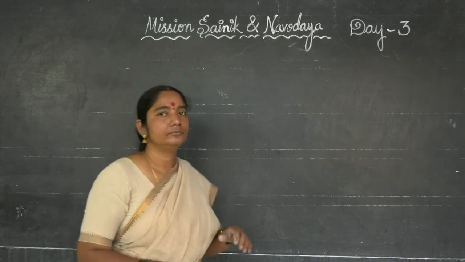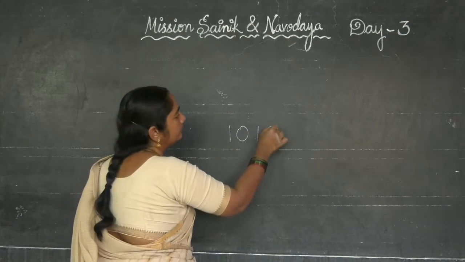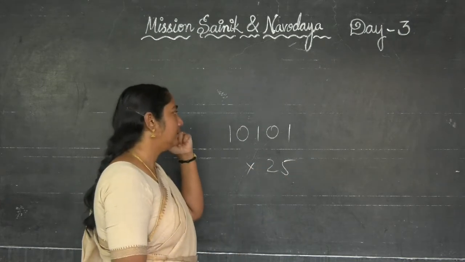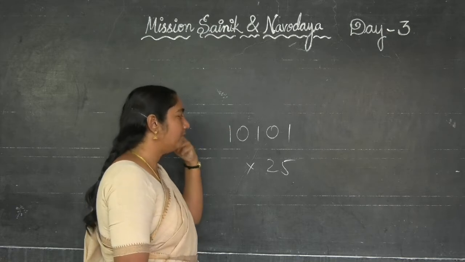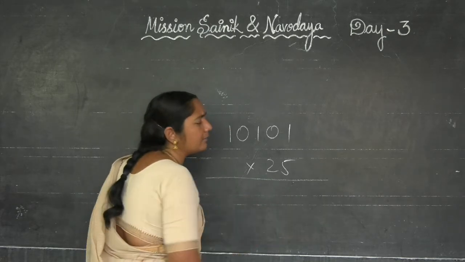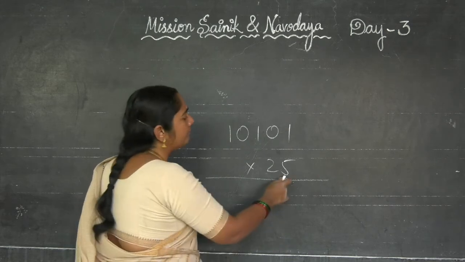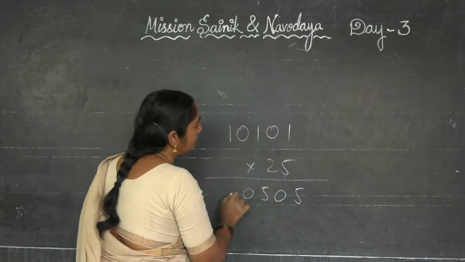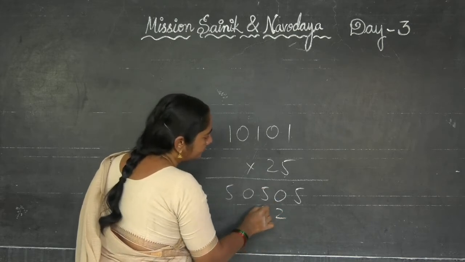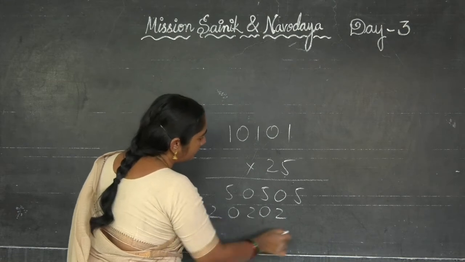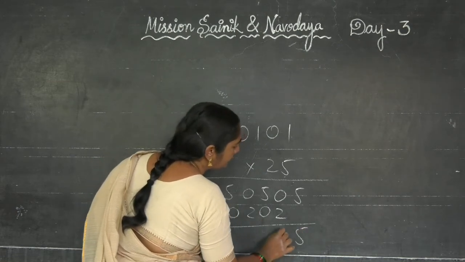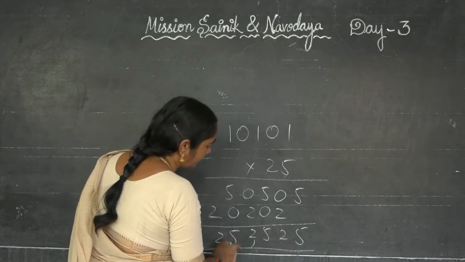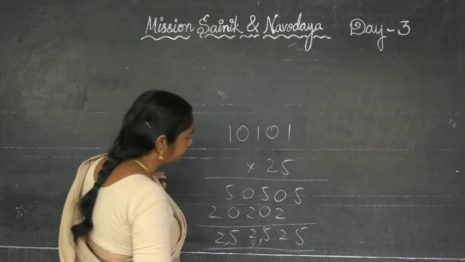The product of 10,101 into 25 is how much? This is a simple question. Everybody can do it. It is a simple multiplication which everybody can do. I need not explain much about this. So, this is the answer.